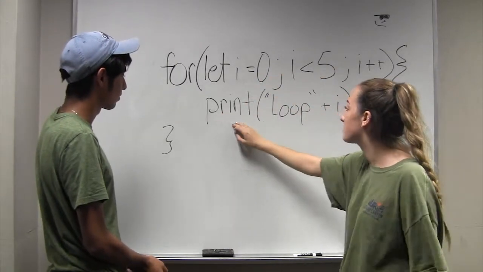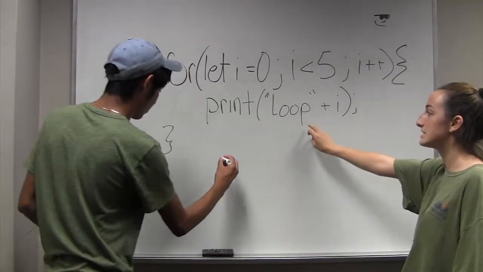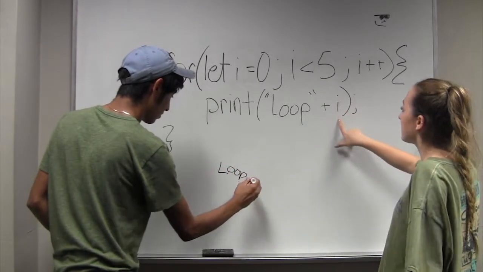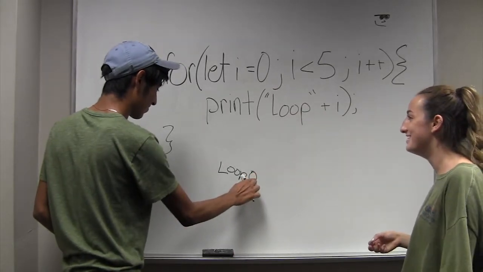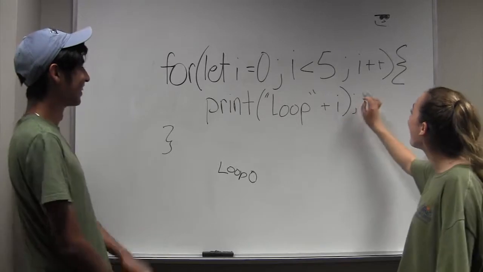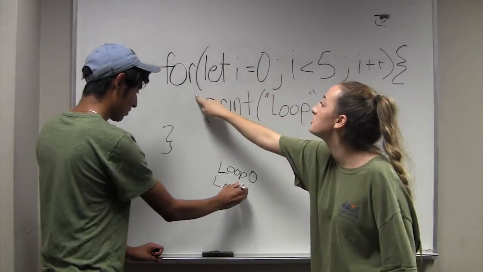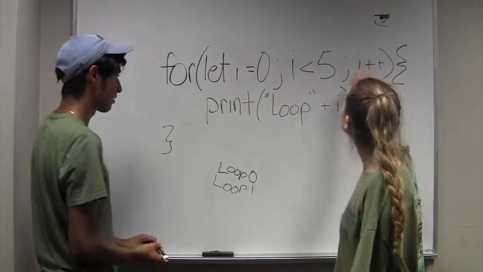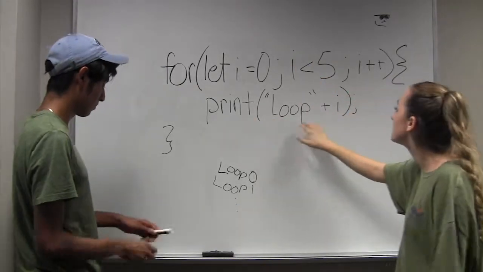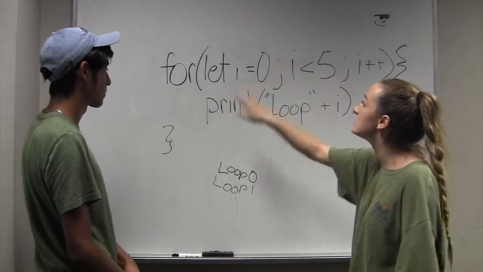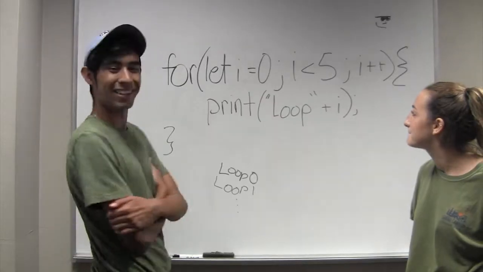So it's going to say print loop plus i. It's going to print the word loop because it's in a string, and then it's going to concatenate it with the variable i. So right now our i starts at 0. And then after we do it once, we're going to increment i by 1, and so we're going to go back up to the for loop, and now i is 1 because we just increased it, and i is still less than 5, so we're going to go into the for loop again, and we're going to print loop plus 1, and then we're going to do that until i is not less than 5, and the for loop is going to end.